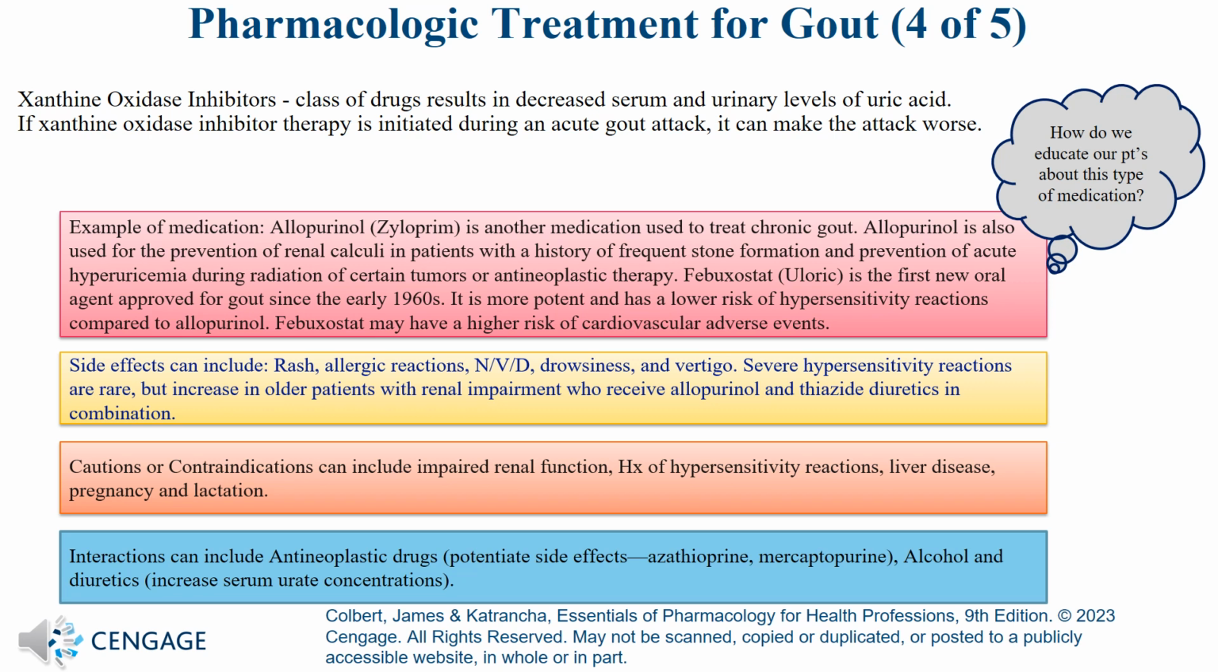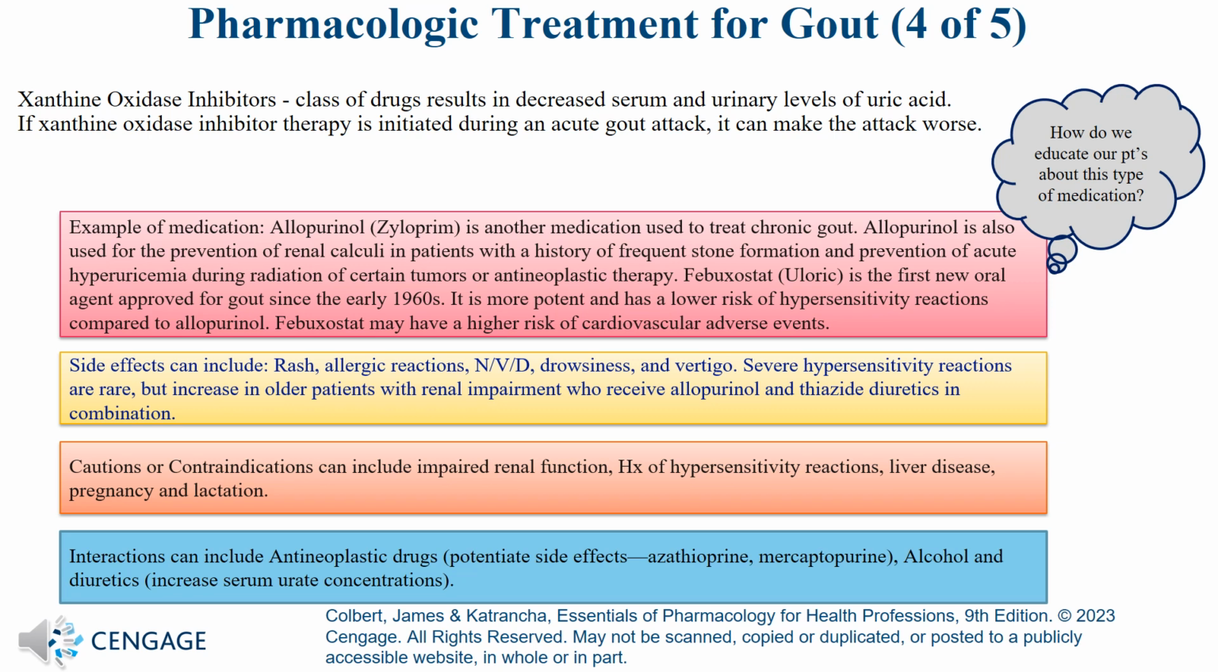Xanthine oxidase inhibitors are a class of drugs which results in decreased serum and urinary levels of uric acid. If xanthine oxidase inhibitor therapy is initiated during the acute attack, it can make the attack worse. An example of medication is allopurinol, which is one of the medications to treat chronic gout.